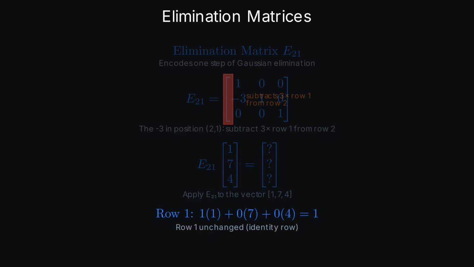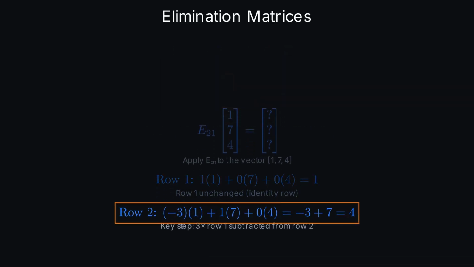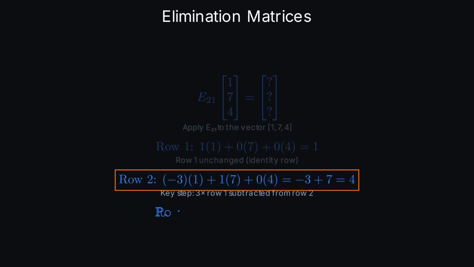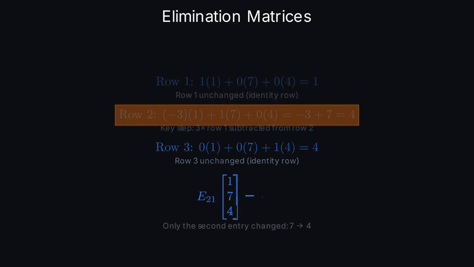For row 1, 1 times 1 plus 0 times 7 plus 0 times 4 equals 1. Row 1 stays the same. For row 2, negative 3 times 1 plus 1 times 7 plus 0 times 4. That's negative 3 plus 7, which equals 4. This is the key calculation. Row 2 has changed. For row 3, 0 times 1 plus 0 times 7 plus 1 times 4 equals 4. Row 3 stays the same, so the result is the vector 1, 4, 4.